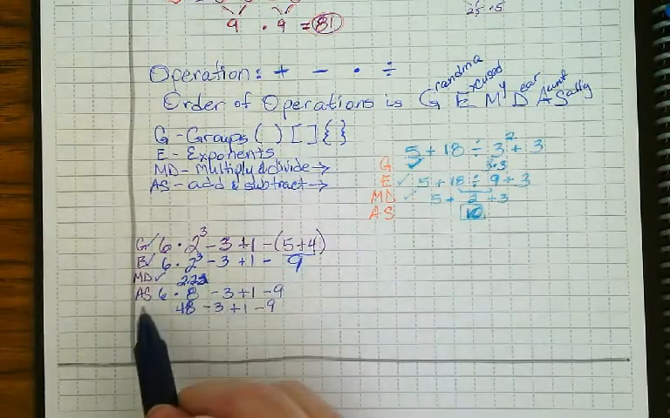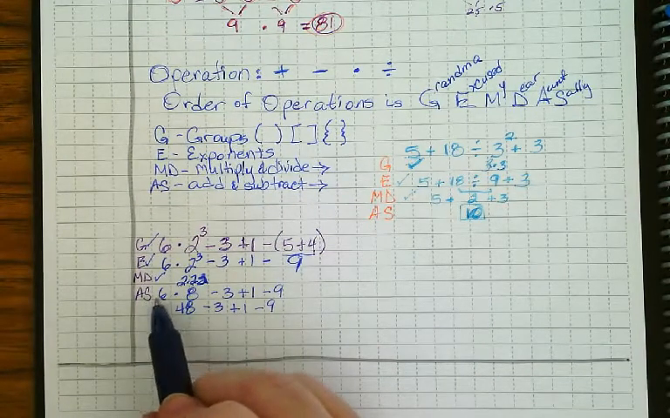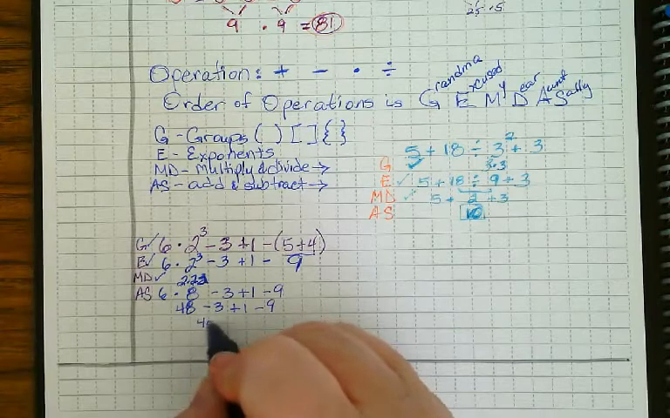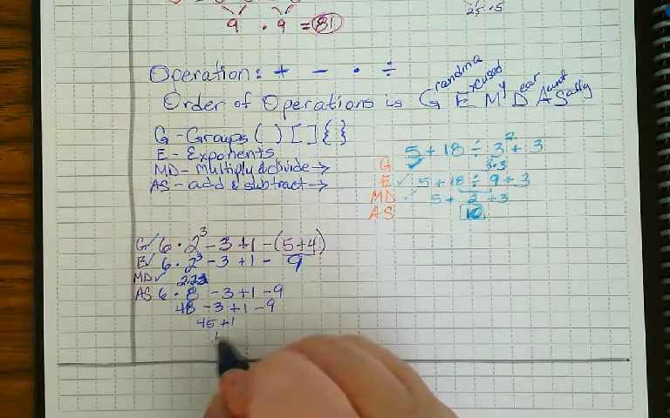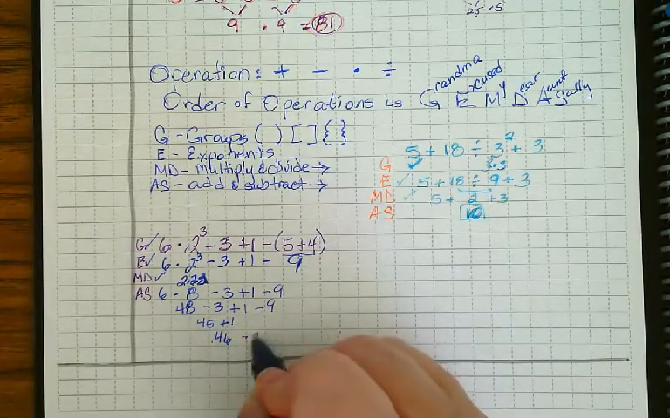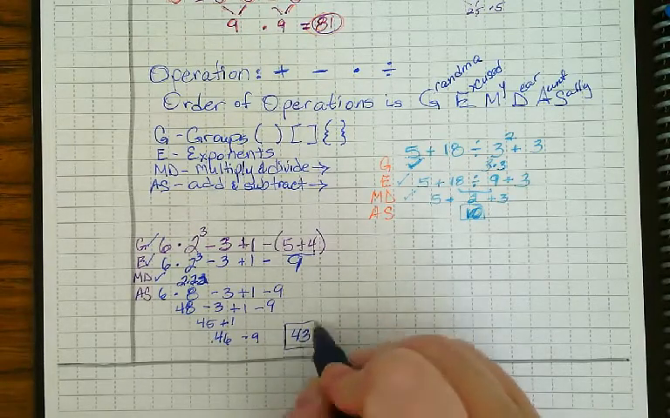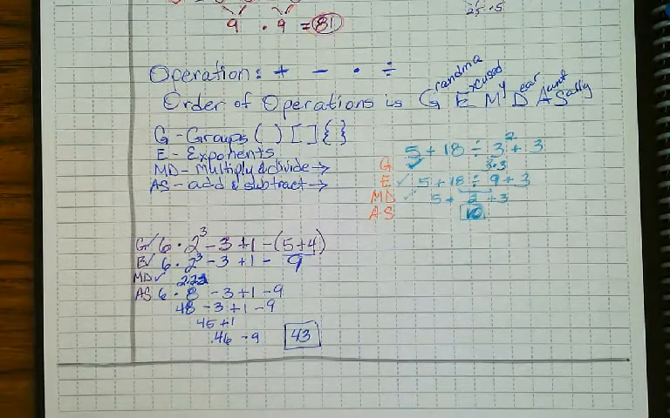Check. And now we do add and subtract. 48 minus 3 is 45. Plus 1 is 46. Minus 9 is 43. And that's our final answer.